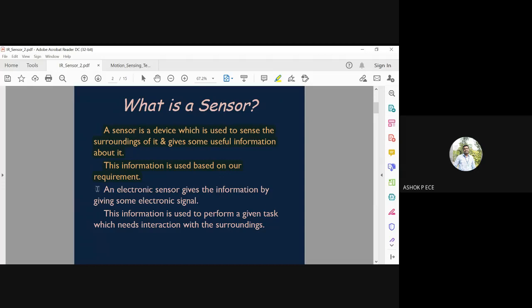Electronic sensors give the information by giving some electronic signal. The information is used to perform a given task which needs interaction with the surroundings. So you are going to interact with the surroundings and see what information you need from them. It may be pressure, it may be temperature, or, as for infrared, we'll be saying I need to see the obstacles. I need to see what all obstacles are there in my surroundings. So for that, these sensors can be used.